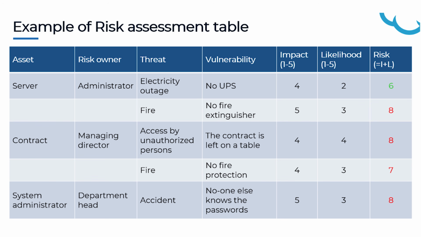You can also see some other threats and vulnerabilities for the same asset, and then you can see some other assets like a contract, meaning the paper document, and you also see the owner and threat and vulnerability, which are of course different for this asset than the assets before. So basically, this is how you usually perform risk assessment, and this is usually the output from the risk assessment process. Now, these outputs are actually input into the risk treatment process.